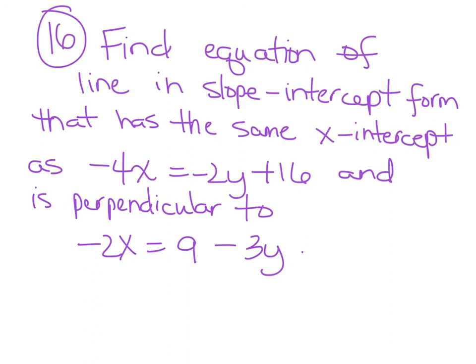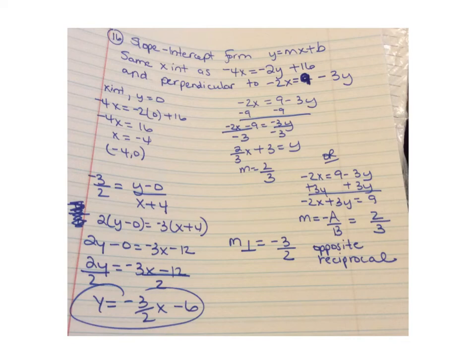Okay, last problem for our review session. Number 16. Find the equation of the line in slope-intercept form that has the same x-intercept as negative 4x equals negative 2y plus 16, and is perpendicular to negative 2x equals 9 minus 3y. And the answer to number 16.